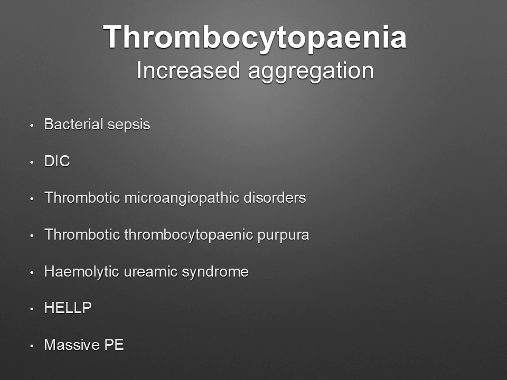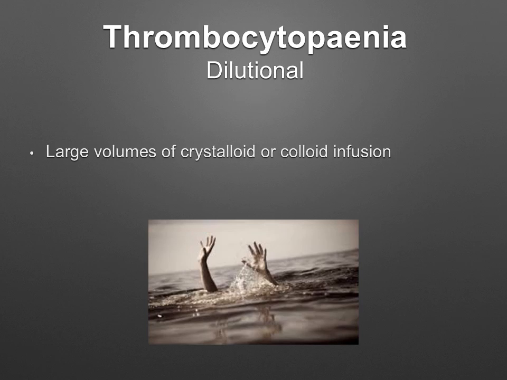And this is what we can see with increased platelet consumption that can then occur in things like DIC or the thrombotic microangiopathic disorders like TTP or HUS, and HELLP syndrome in pregnant women, which is characterized by hemolysis, elevated liver enzymes, and low platelets, as well as massive PE. And recently, acute drop in platelet count has been described as a phenomenon in thrombotic storm, where widespread thrombosis occurs in different organs and leads to thrombocytopenia due to increased consumption.